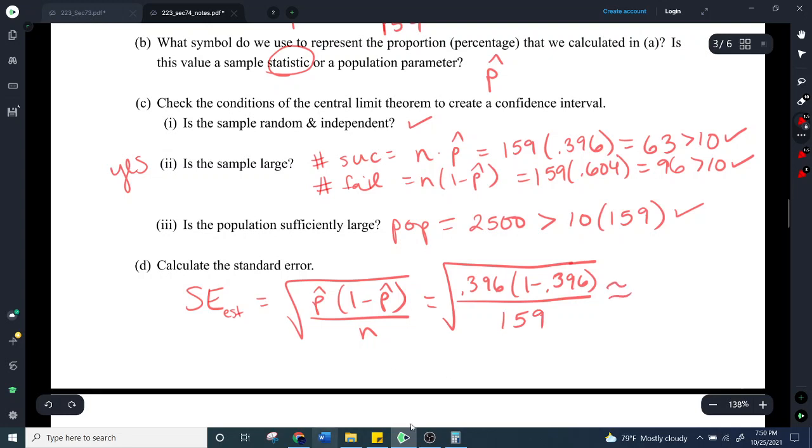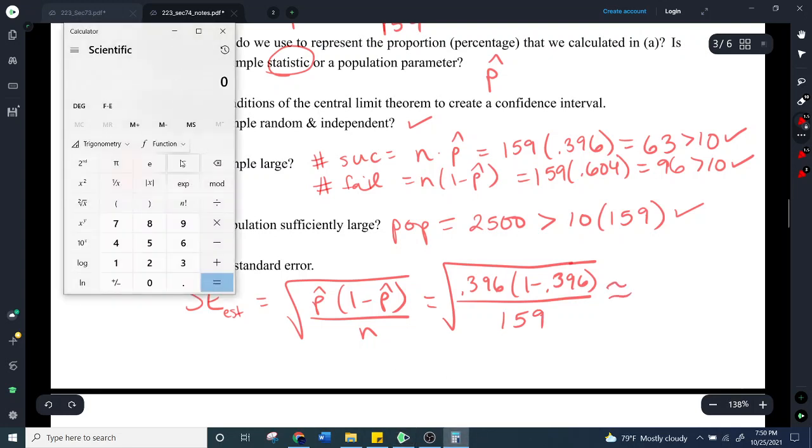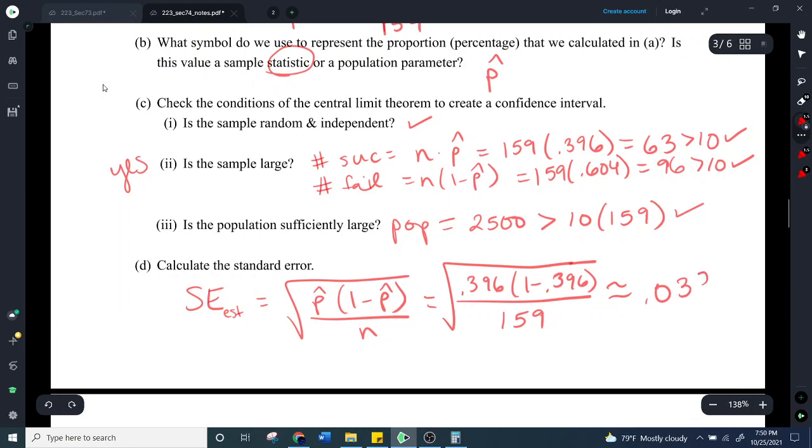So let's go to our calculator and compute this number. We've got 1 minus 0.396 times 0.396 divided by 159. And then we're going to take the square root of that, and I'm getting 0.0387. I'm going to round it to 0.039. 0.039 is going to be our standard error.